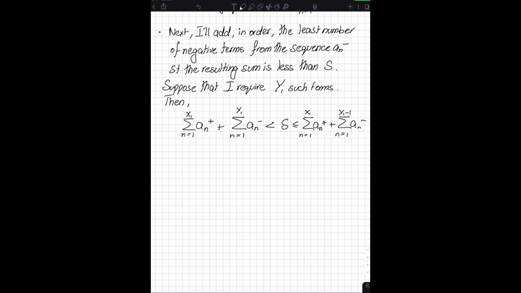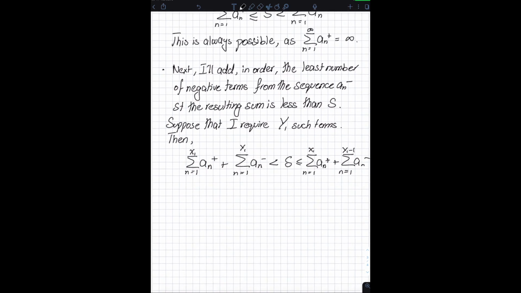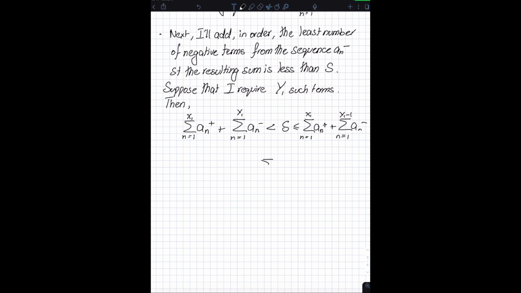Okay, so why is this inequality true? Well, clearly from what I've just done previously, I know that the summation from n equals 1 to x1 of a of n plus is something that is greater than s, because once again, to give you a little bit of a visualization, if this is s and this is the sum of the first x1 minus 1 positive terms, then I'm going to stop whenever I have exceeded s, and we have assumed that we exceed s when we have added up the first x1 positive terms.